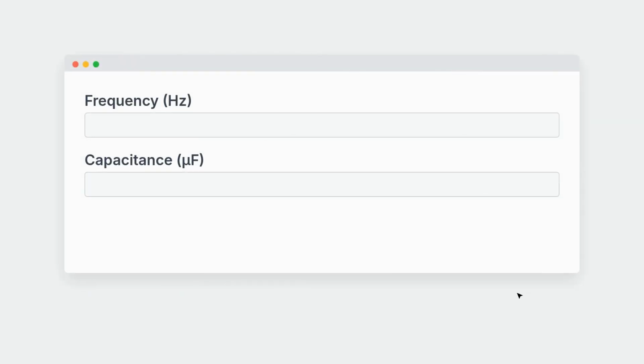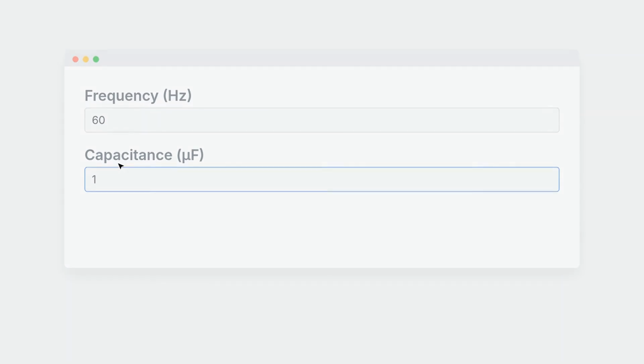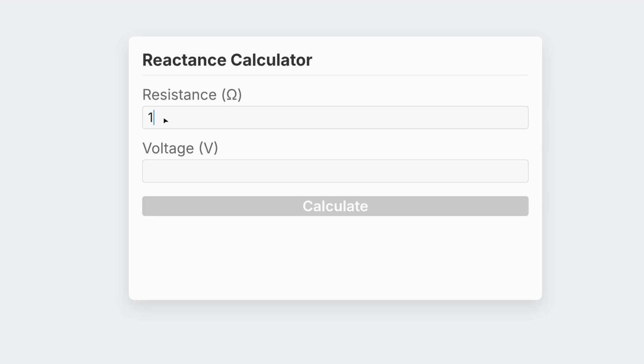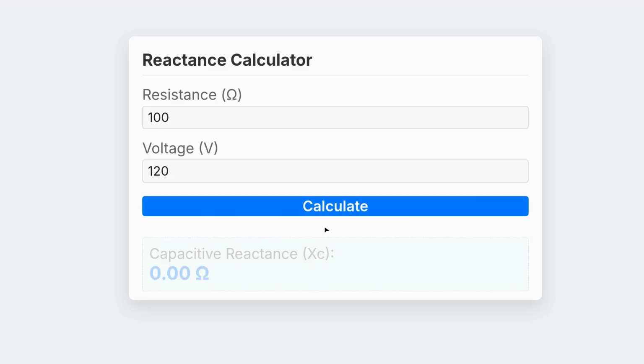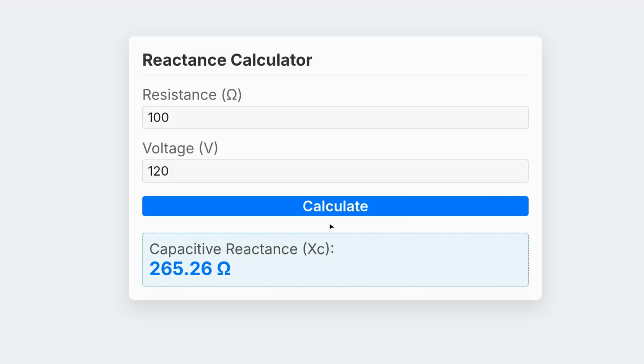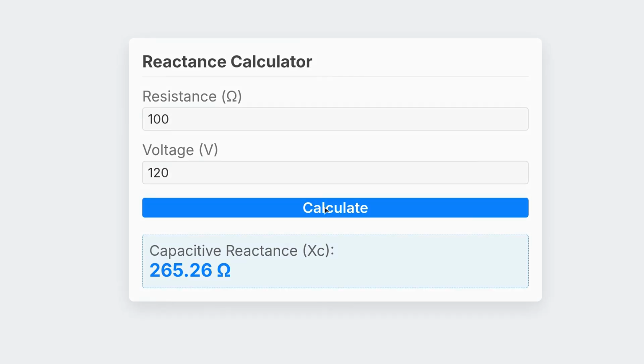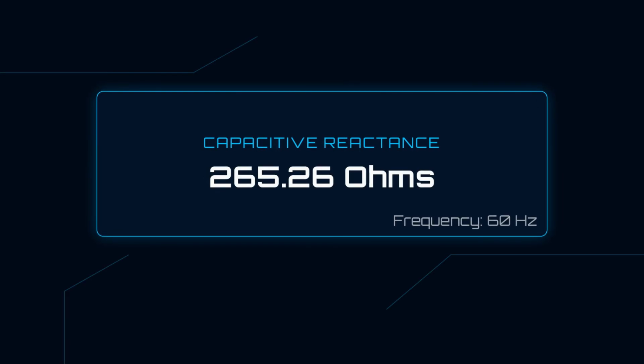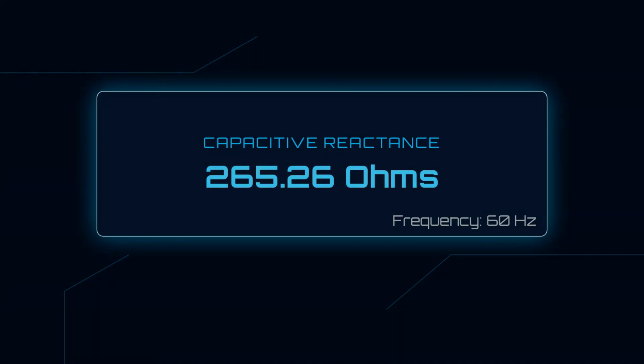Now for a worked example. I'm entering 60 Hz frequency, 10 microfarads capacitance, 100 ohms resistance, and 120 volts. After clicking Calculate, the results show capacitive reactance equals 265.26 ohms. The calculator also displays that at 60 Hz, the capacitor presents 265.26 ohms opposition to AC flow.